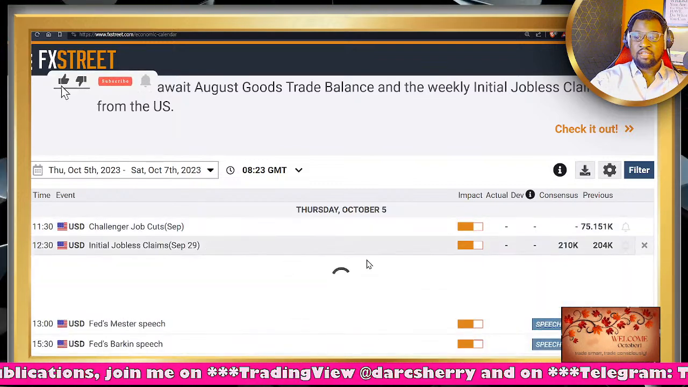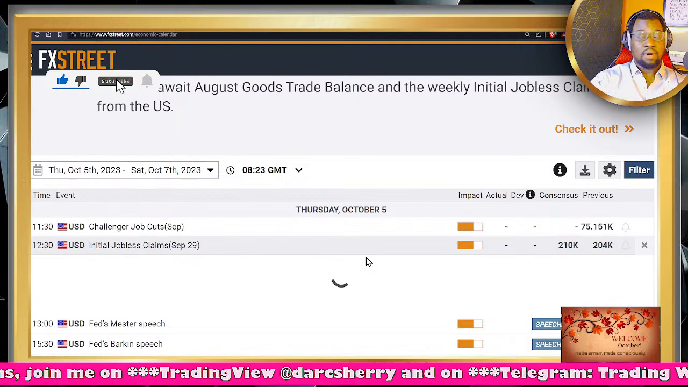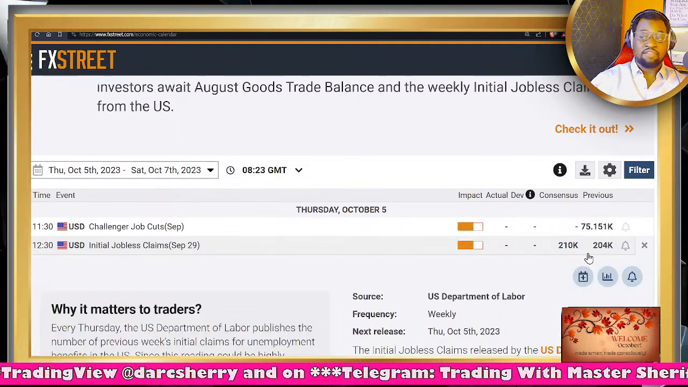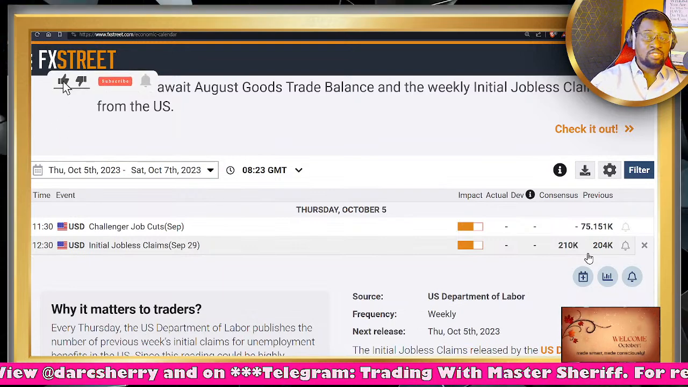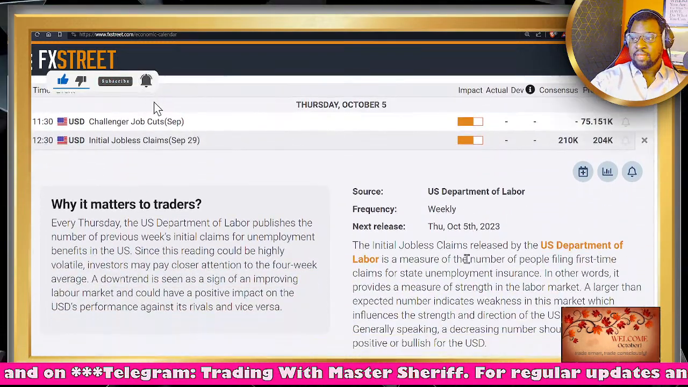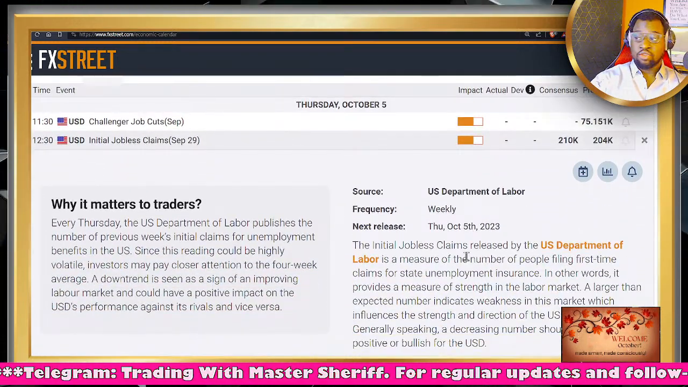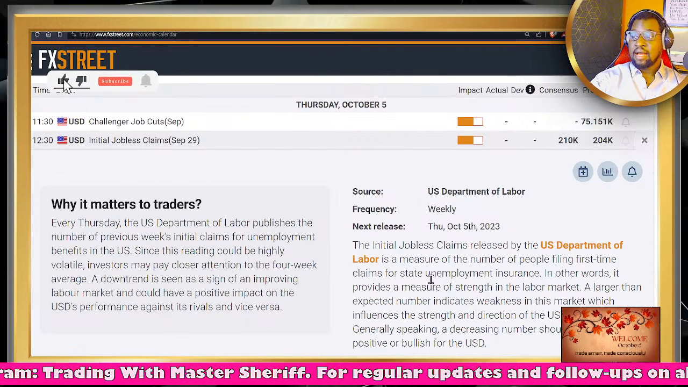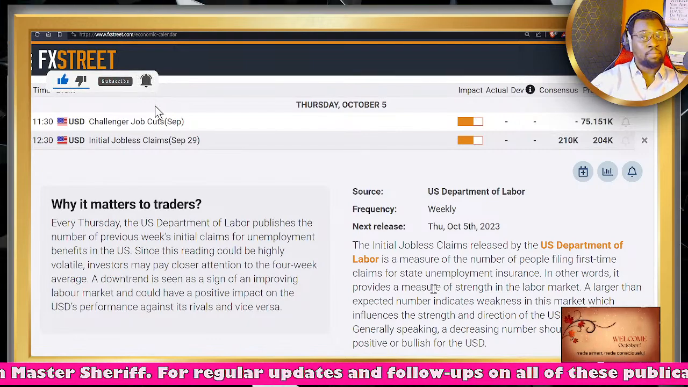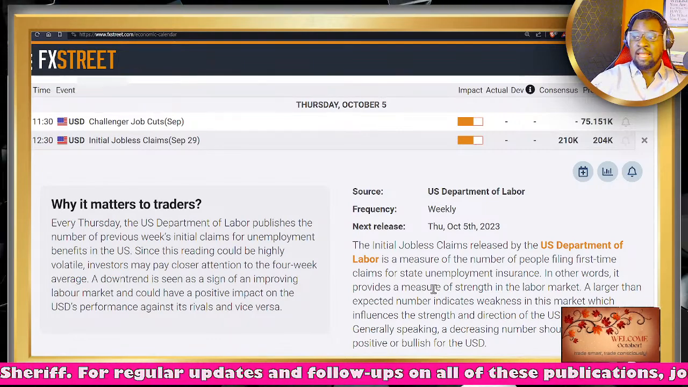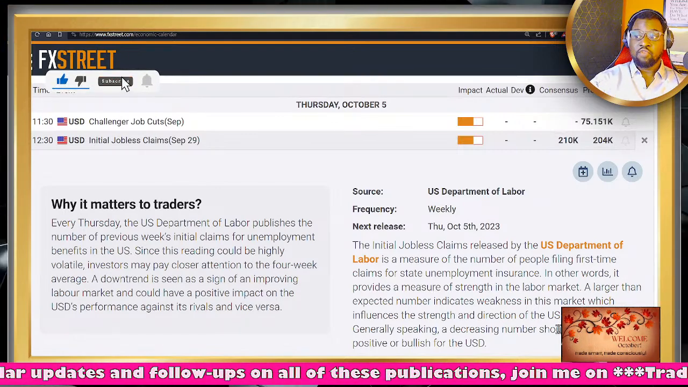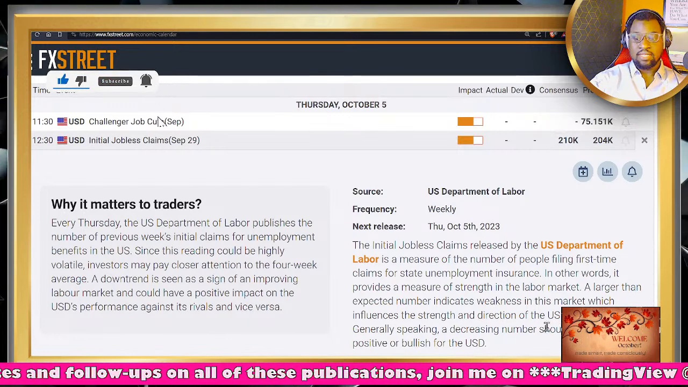Then we also have the initial jobless claims for the month of September. Here we have the previous month coming at 204,000, and the consensus is projecting 210,000 for the month of September. The initial jobless claim is released by the U.S. Department of Labor, and it is a measure of the number of people filing first-time claims for state unemployment insurance. A larger than expected number indicates weakness in the market, which influences the strength and direction of the US economy.